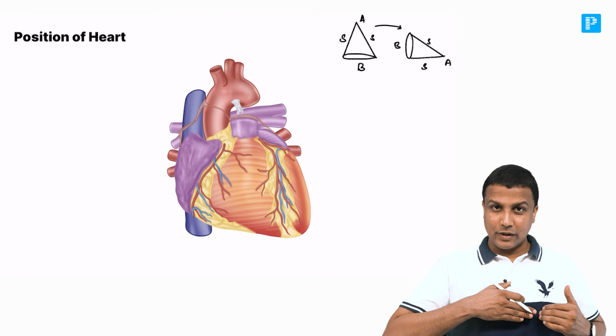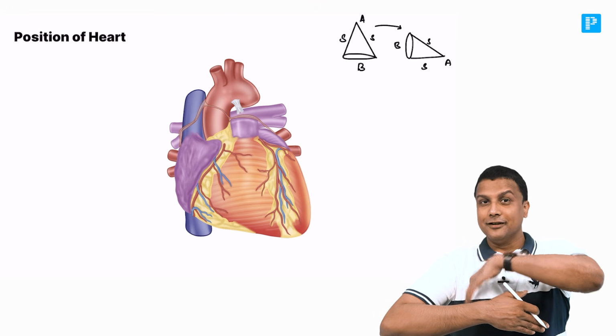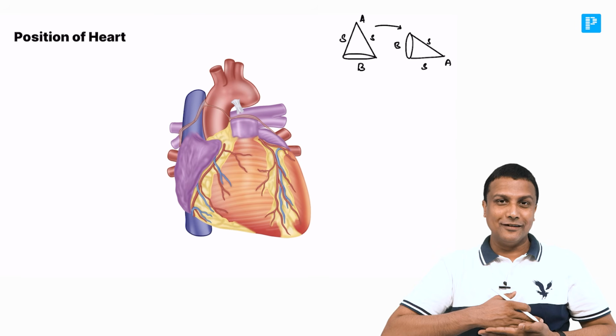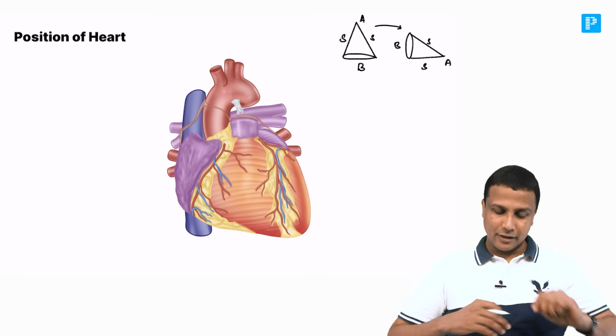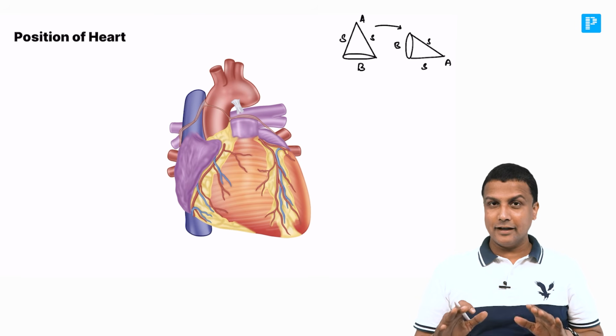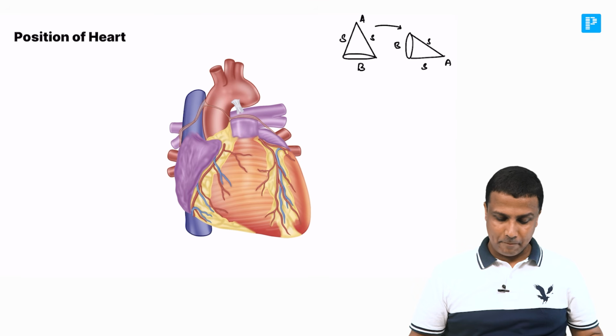So the apex will be present over here, and the base of the heart is here. Please don't think that the base is present below here. The base of the heart will be present over here. Now keeping this in mind, let's look at this diagram here.